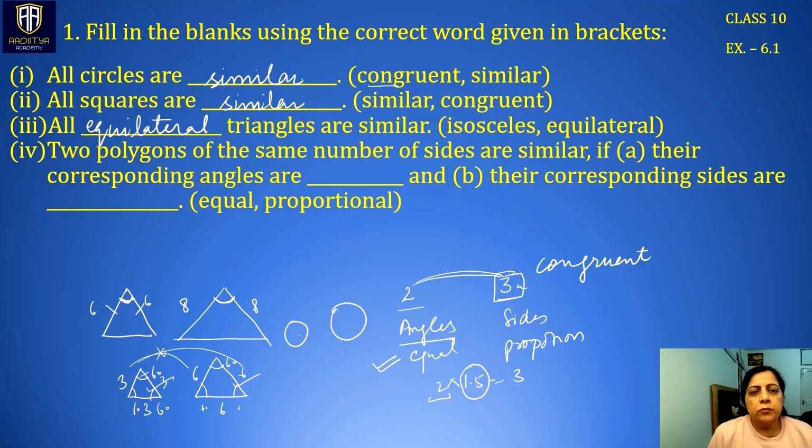Next is two polygons of the same number of sides are similar if, now we had learned this criteria in the introductory video, if their corresponding angles are equal. There are two requirements for two polygons to be similar. The one is all the angles of one polygon should be equal to the corresponding angles of the second polygon. And the corresponding sides are proportional. We cannot take equal here. Equal is considered in the case of congruency. And for two to be similar, their sides should be proportional.